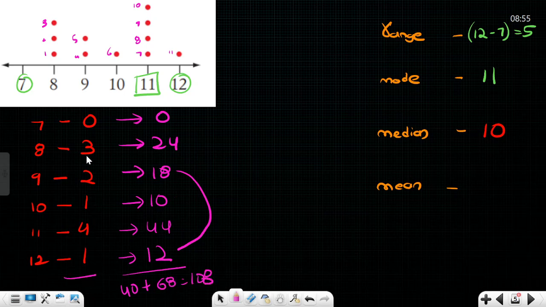Sigma f is going to be how much? 11. Therefore, mean is going to be sigma fx by sigma f. Sigma fx is 108 by sigma f is 11. 108 by 11, if you calculate, I don't have the calculator, Akshita. Just calculate and check whether the answer is matching or not.